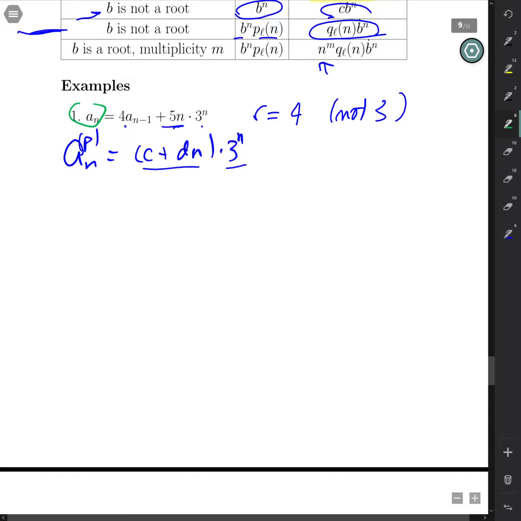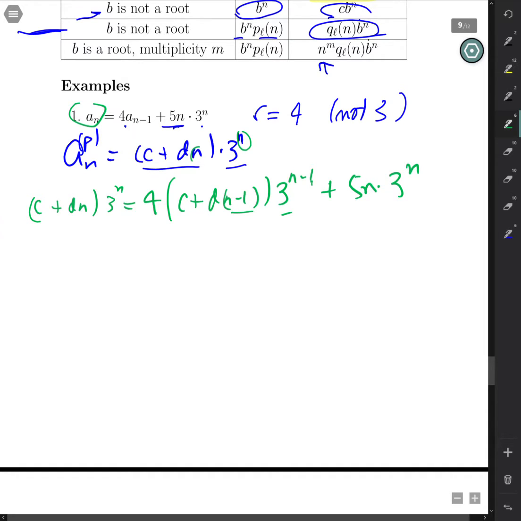So if that's our potential here, then in the equation, looking up here at an, for this anp, the particular solution, would be c plus dn times 3 to the n is equal to 4 times, now an minus 1 would be c plus d(n minus 1) times 3 to the n minus 1. Okay, so I've changed that to n minus 1 here, and that to n minus 1 here. And then we have plus 5 times 5n, times 3 to the n, like so.